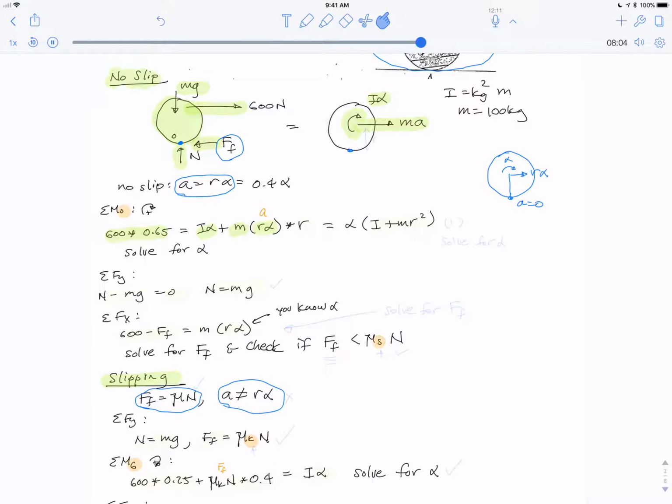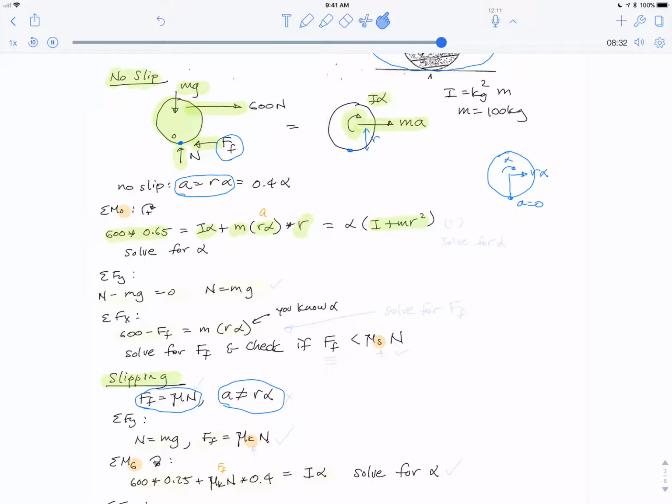So m times a, which is r alpha. So that's the acceleration. And the moment of that about the bottom, ma times this distance, which happens to also be r. So it's m r alpha times r. And if you factor out the alpha, it's just I plus mr squared. And those of you who are familiar with that, that happens to also be the moment of inertia about the bottom of the wheel. Okay, then we do the y direction.